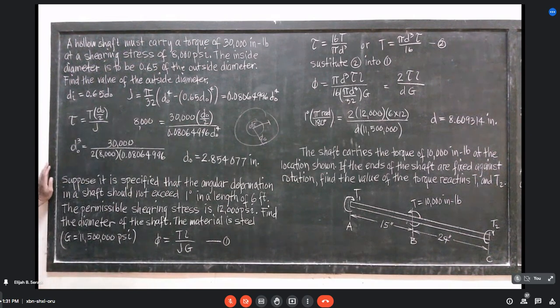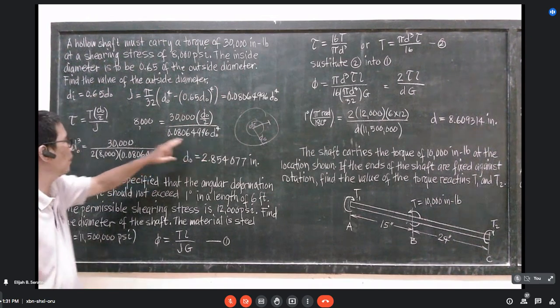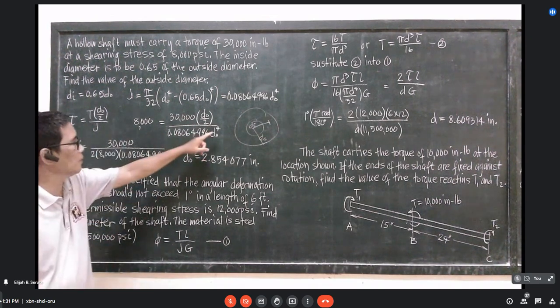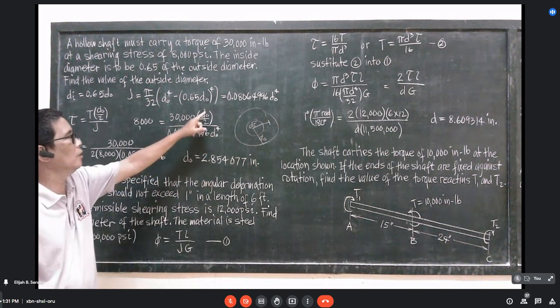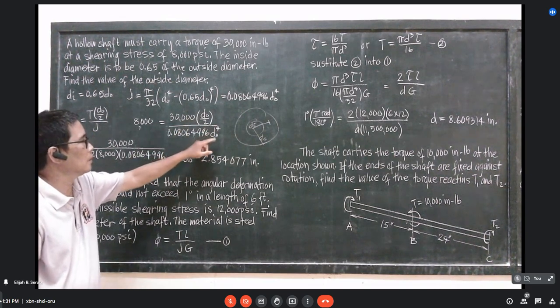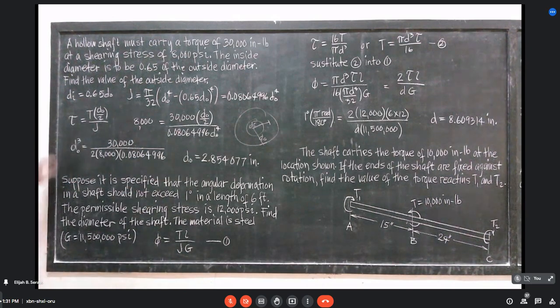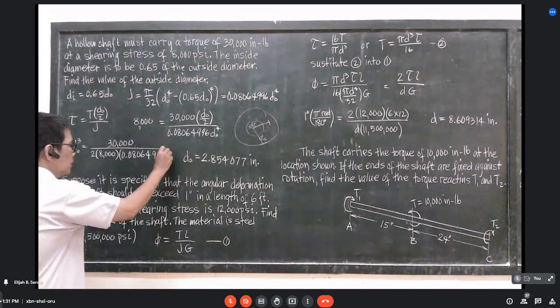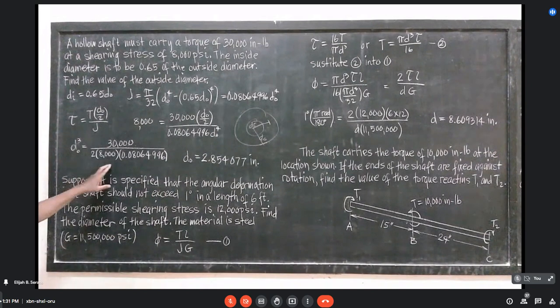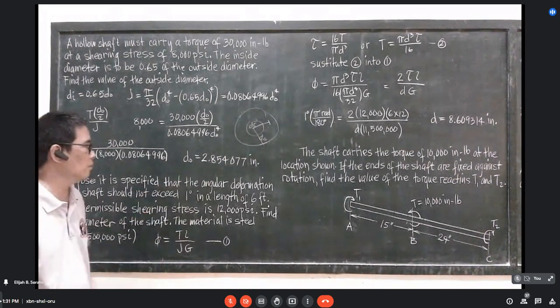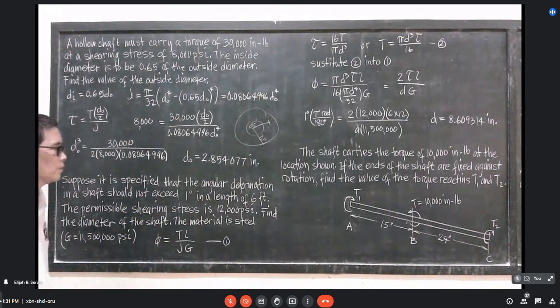J. So we will have this if we simplify. You simplify, we have D. By the way, this becomes D cube. D outside cancelled with this. This becomes D cube, and then just cross multiply and solve for D outside cube. This one, 30,000 divided by the whole quantity, 2 times 8,000 times the J. So our outside diameter is 2.854077 inch.